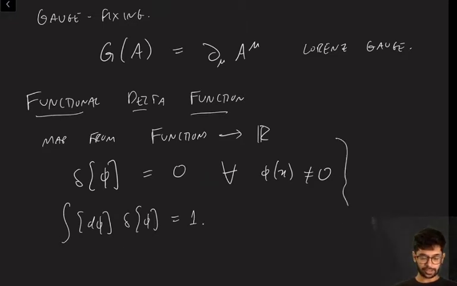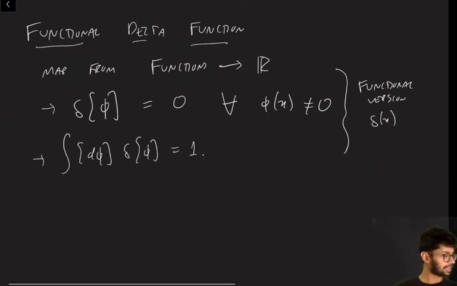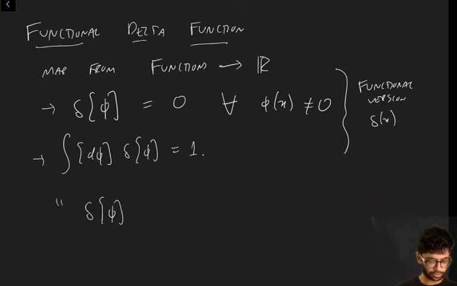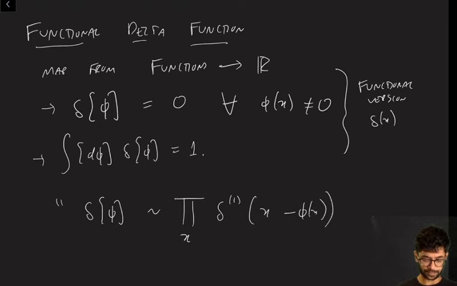So it should be clear, this is just the fancy functional version of delta of x. Okay? Recall delta of x, the normal delta function, is a function which is 0 almost everywhere. That's like the first thing. Yet its integral is still 1. That's the second thing. You can very loosely think of this delta function, I'm going to put this in quotes, it's only very loosely true, as being a product of ordinary delta functions, the one-dimensional delta function, at all points in space. Okay.